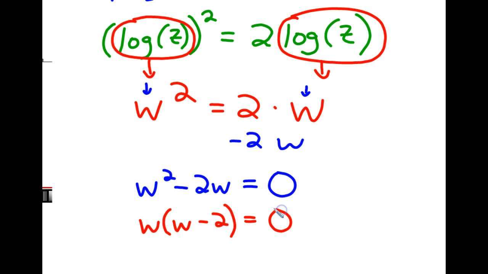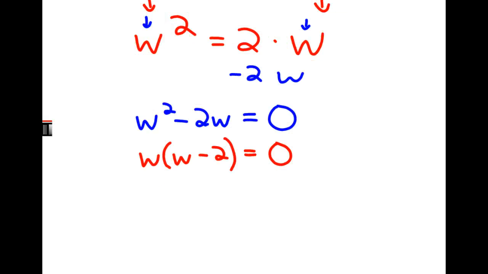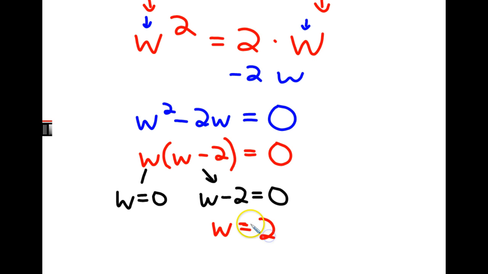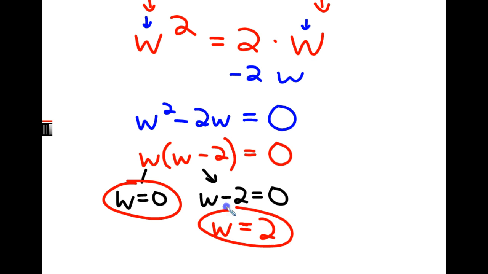Right? So now by having w in place of that logarithm, I was able to figure out what to do to solve this equation. It ends up ultimately being quadratic, and then I factor, set each factor equal to 0, and so we're going to get w equals 0, and we'll get w minus 2 equals 0. Which means that ultimately w is equal to 2, right? When you add 2 to both sides, you get w is equal to 2. So you have w equals 0, w equals 2.